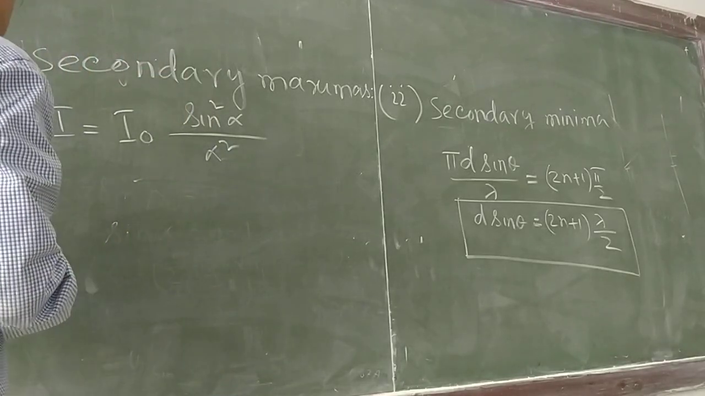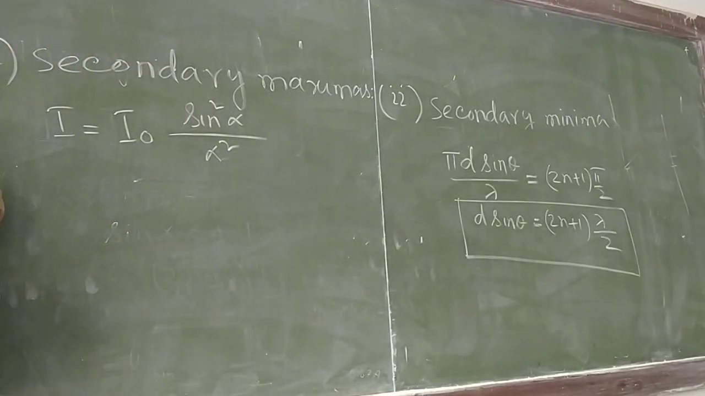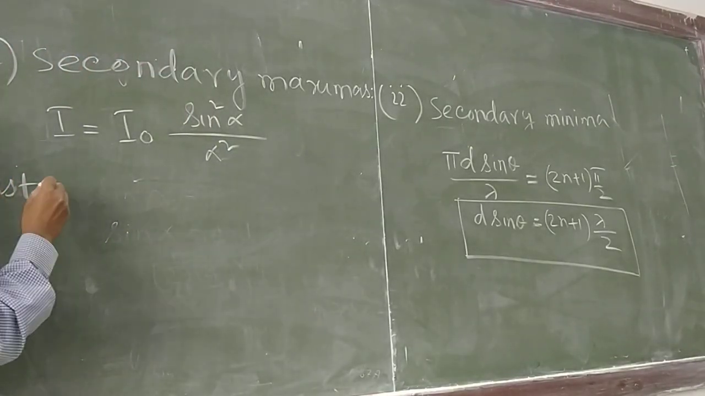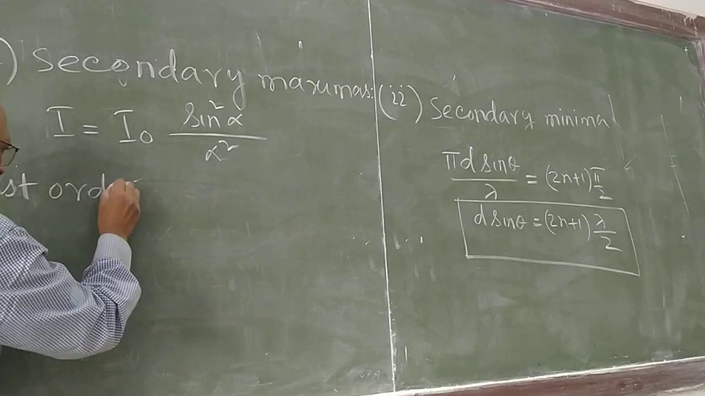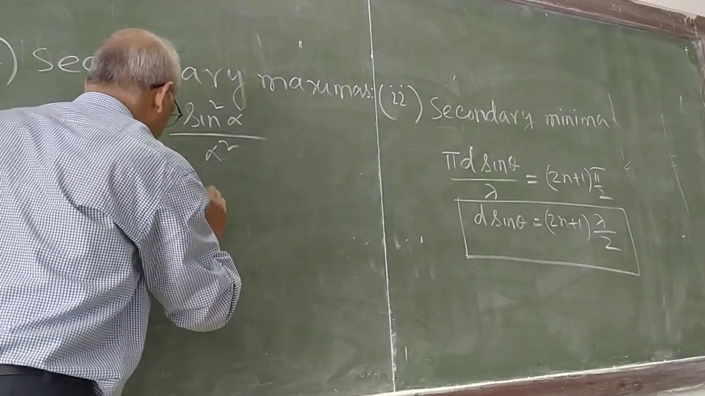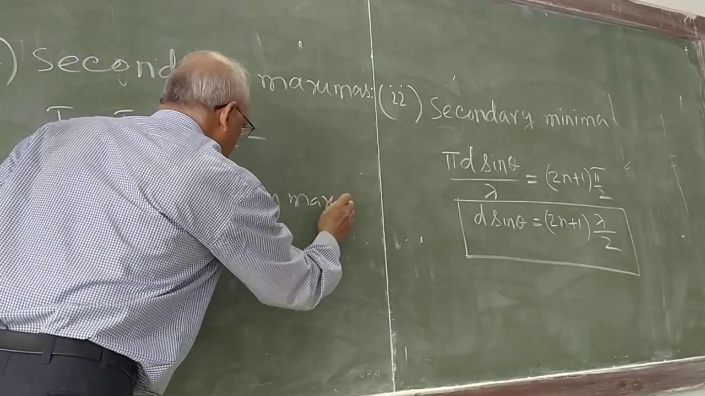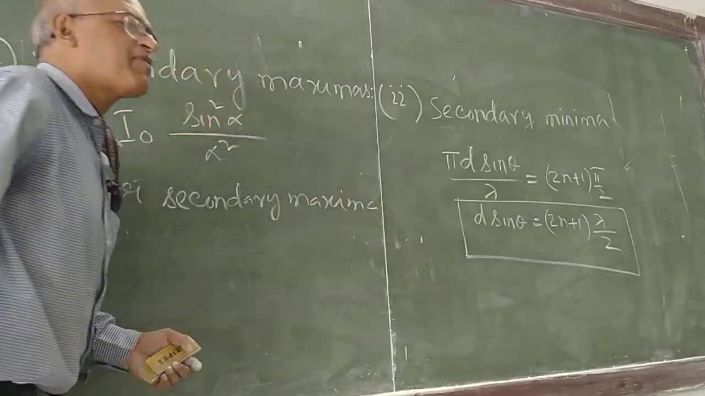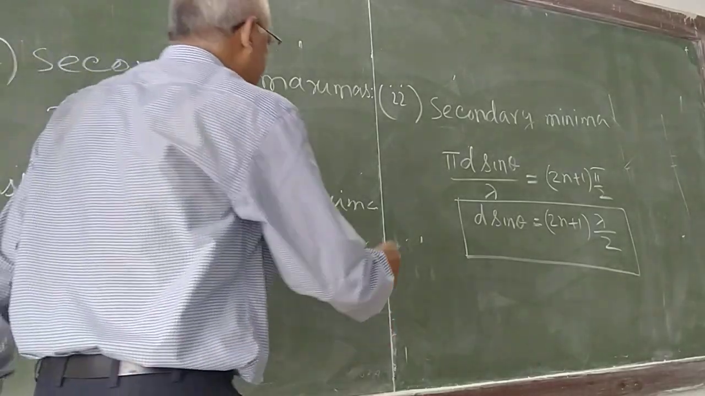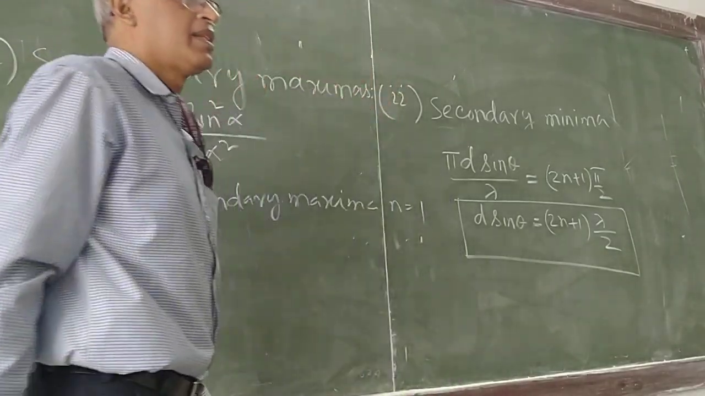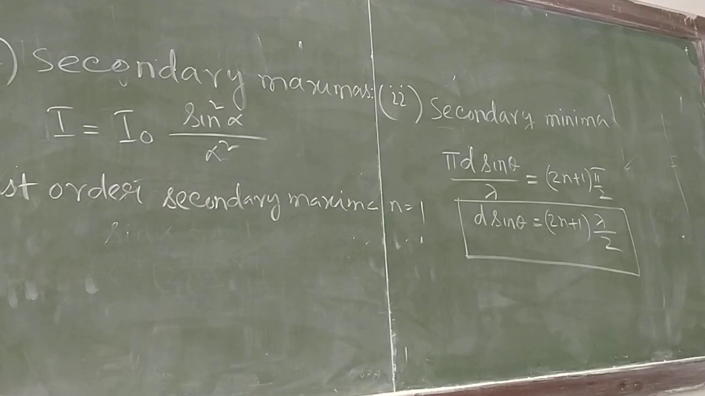In this case, first you get the first maxima, secondary maxima, n is equal to 1. N is equal to 1, you will get first secondary maxima. Right? So n is 1, 2, 3, 4, it is going on. First order secondary maxima, n is equal to 1.